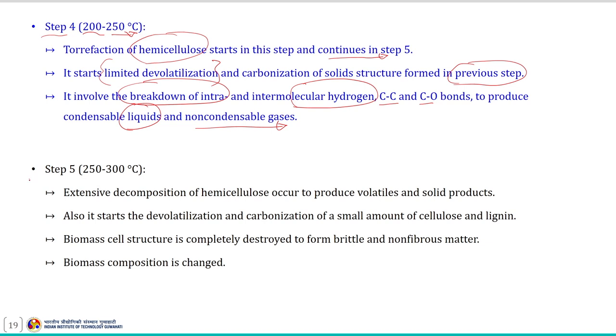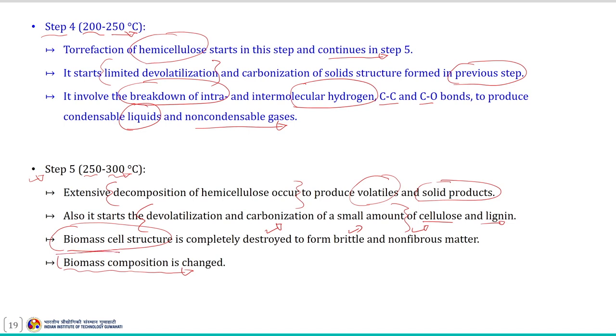And the last step in the torrefaction process is step number 5, which is between 250 to 300 degrees C, and in this step extensive decomposition of the hemicellulose occurs to produce volatiles and solid as products. And even in this step there is a start of the devolatilization and carbonization of a small amount of cellulose and lignin fraction. And in this step, the biomass cell structure is completely destroyed to form brittle and non-fibrous matter.